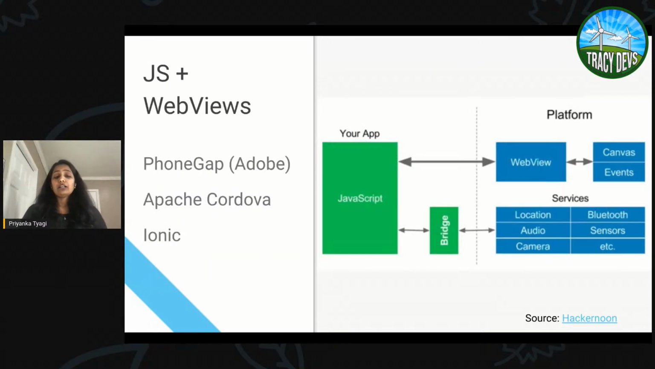Another solution is JavaScript and web views, with solutions like PhoneGap, Adobe, Apache Cordova, and Ionic. They use JavaScript to write their applications. You write HTML and CSS code rendering the components, and that runs in the web view that internally interacts with Canvas and events at the platform. To interact with the platform services, it uses something called a JavaScript bridge. All the interactions are done through this bridge.